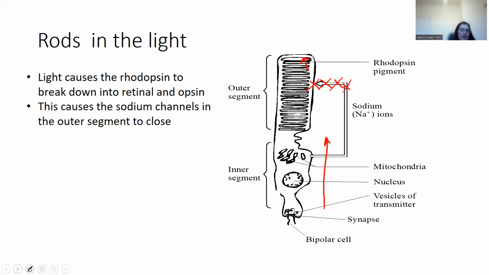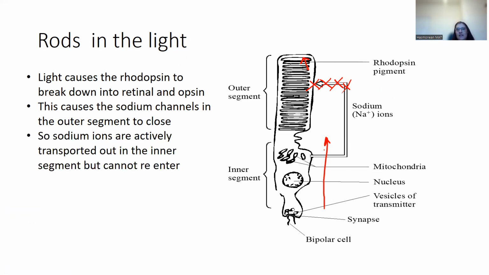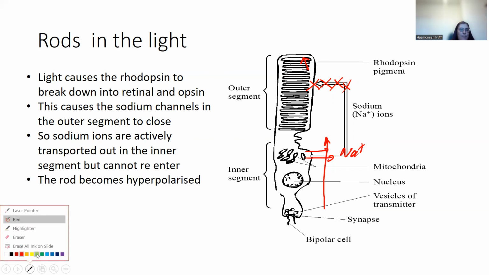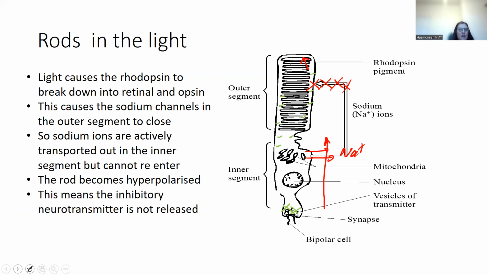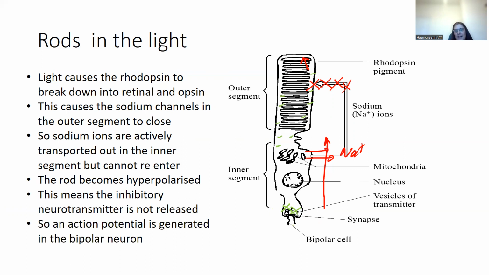But our sodium ions are still actively removed. So we still got the active transport of sodium ions out, but they're unable to come back in. And the effect of that is to make the rod hyperpolarize, very negative. And the effect of that is to stop the neurotransmitter being released. And therefore, we get an action potential in our bipolar neuron.